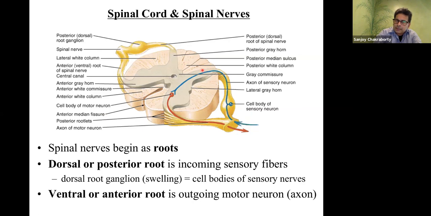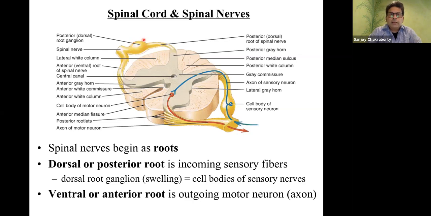So they are getting inside from the posterior side. This is the axon of the sensory neuron, which is also known as dorsal or posterior root. So that is going in, the dorsal or posterior root, right here. And this bulging area where all the ganglions are, we call dorsal root ganglion. The ganglion, we learned earlier, is cell body in the PNS. So when there are cell bodies in the PNS, we call that area a ganglion. So this is the dorsal root ganglion.